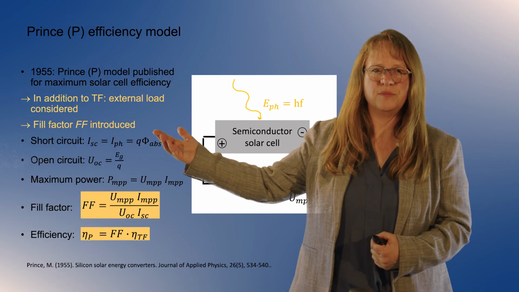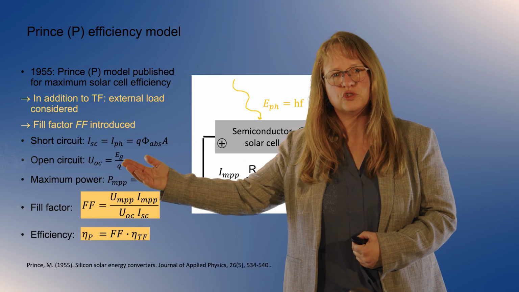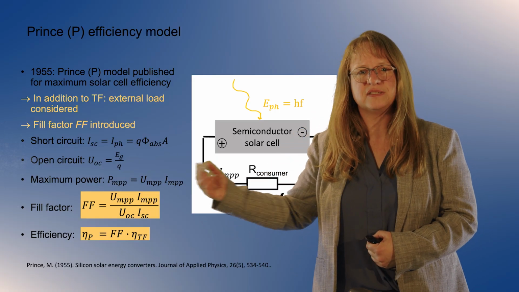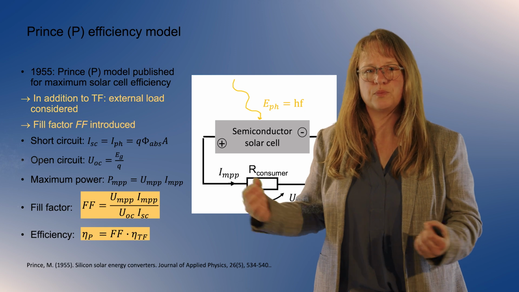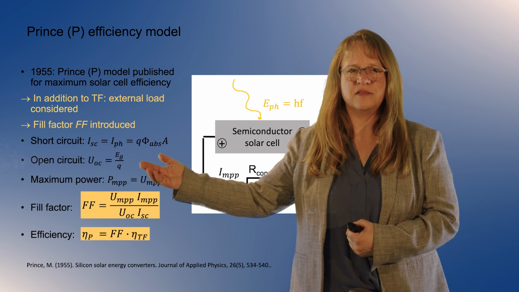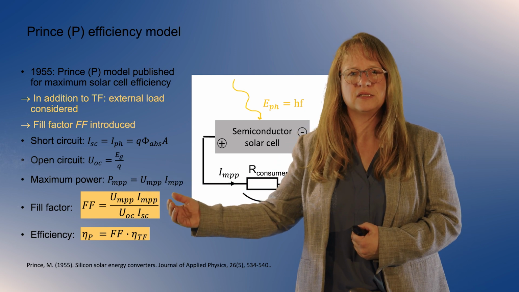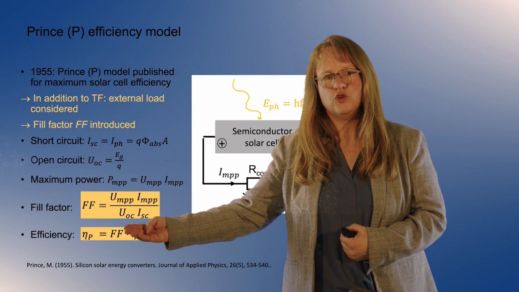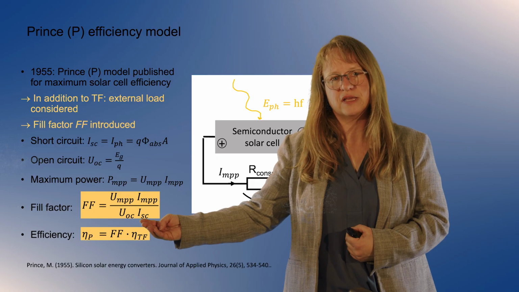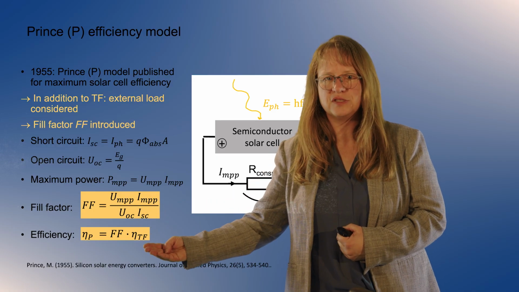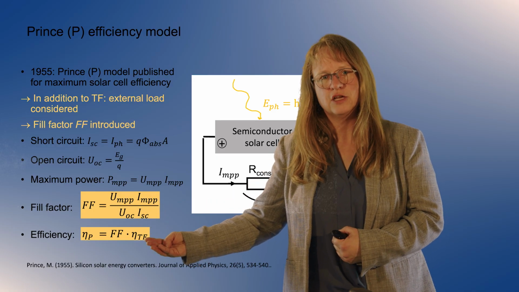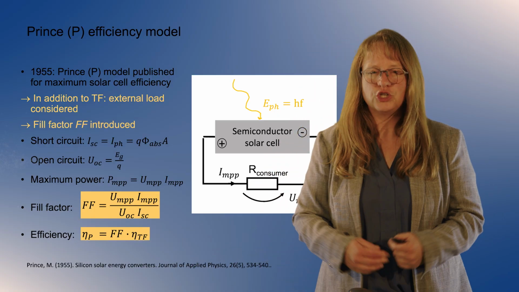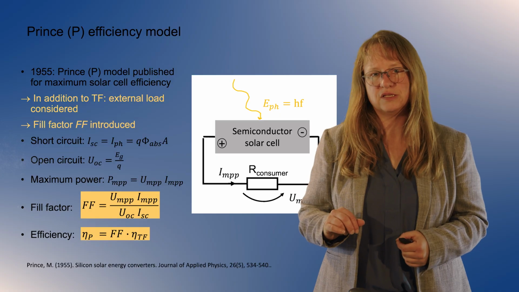The fill factor means you have to look at the short circuit current and the open circuit voltage. For the given IV curve, you have to look at the maximum power point, so how much power can be extracted. This maximum power is divided by the multiplication of U open circuit times I short circuit. That gives you the fill factor, and the efficiency of the Prince model is the Trivich-Flinn efficiency multiplied by the fill factor.